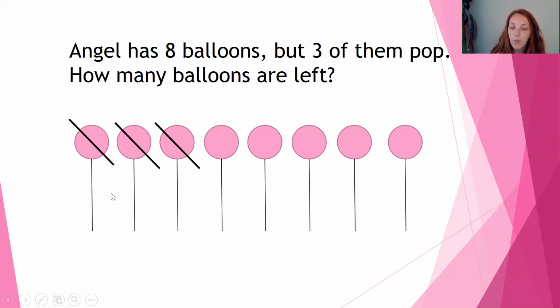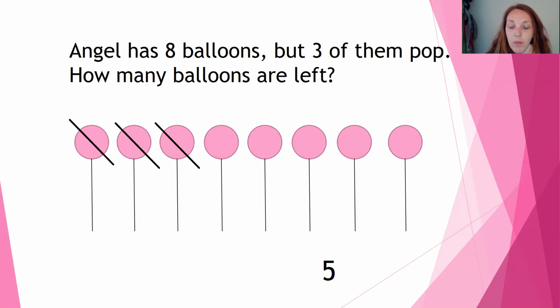Now the question is, how many balloons are left? How many did not pop? Can you figure out the answer by looking at the picture? 1, 2, 3, 4, 5. 5 balloons are left. So I write the number 5 right here because 5 is my answer. But then I actually have to write a number sentence that goes with the story.